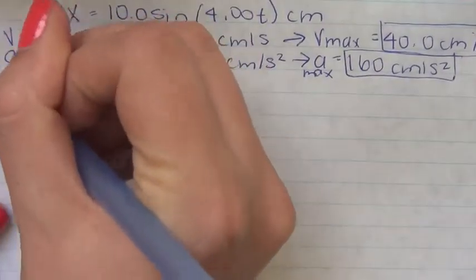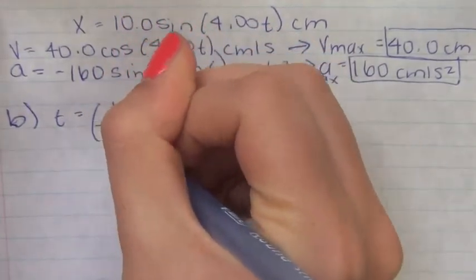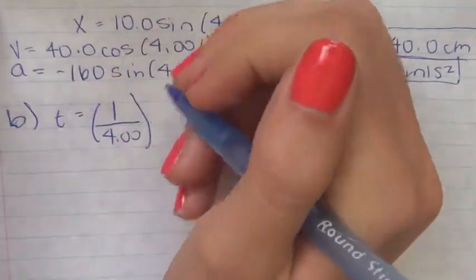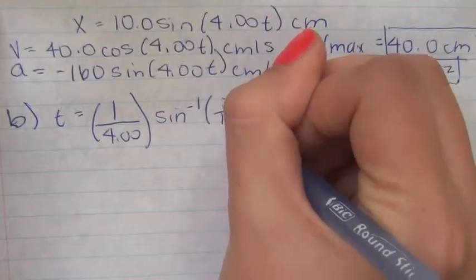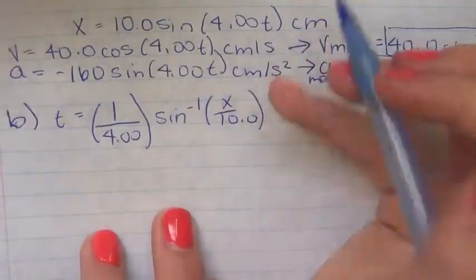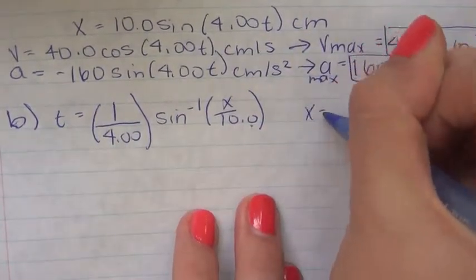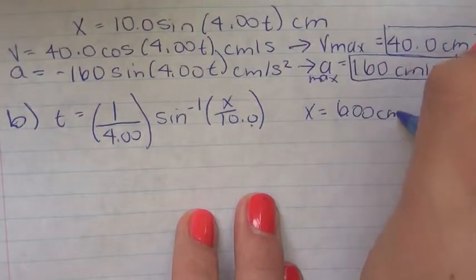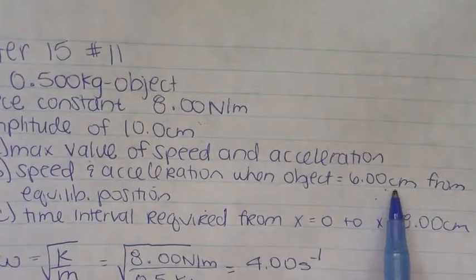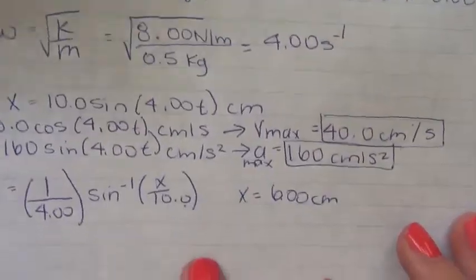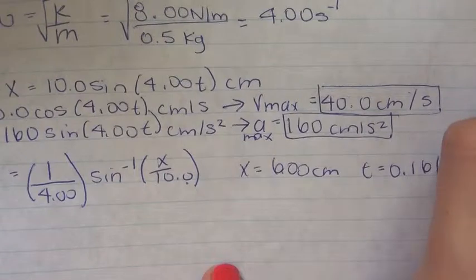Okay, so for B, the formula is t equals 1 over 4.00, this is our 4 that we solved for in A, times sine inverse of x over 10.0. And our 10 is our amplitude. So then x equals 6.00 centimeters, which is the given of the speed and acceleration when the object is 6.00 centimeters from the equilibrium position.